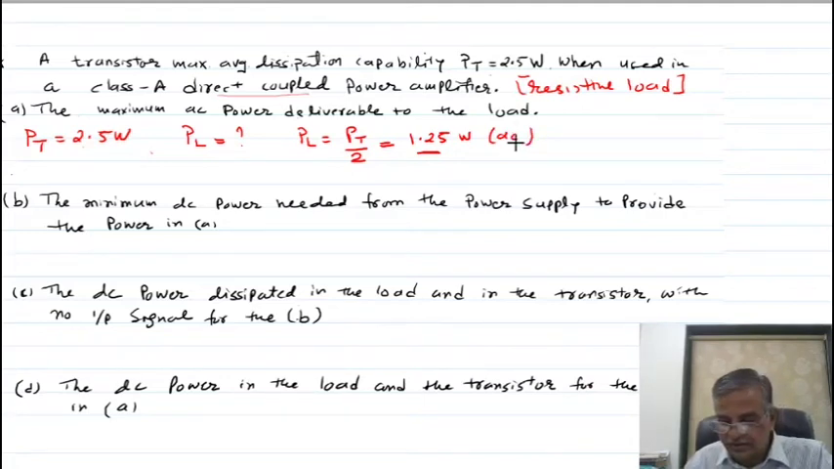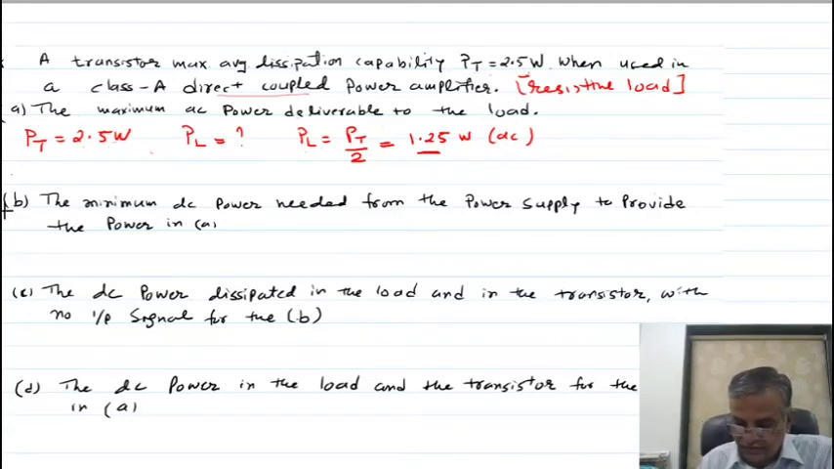So what is the question? The maximum AC power delivered to the load. We know this equation: the maximum AC power delivered to the load is always half of the PT. PT is nothing but the maximum average dissipation capability of a given transistor, and this is given by the manufacturer. So I think you understand the answer of the first question.